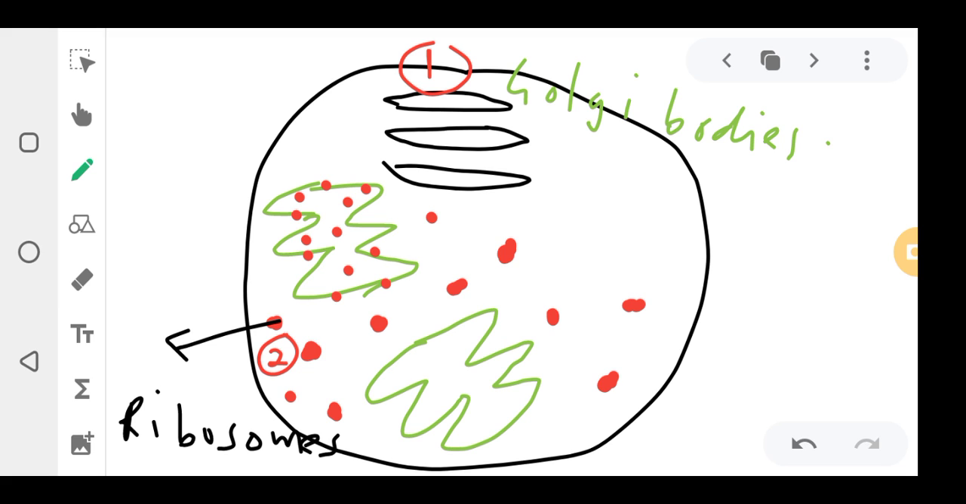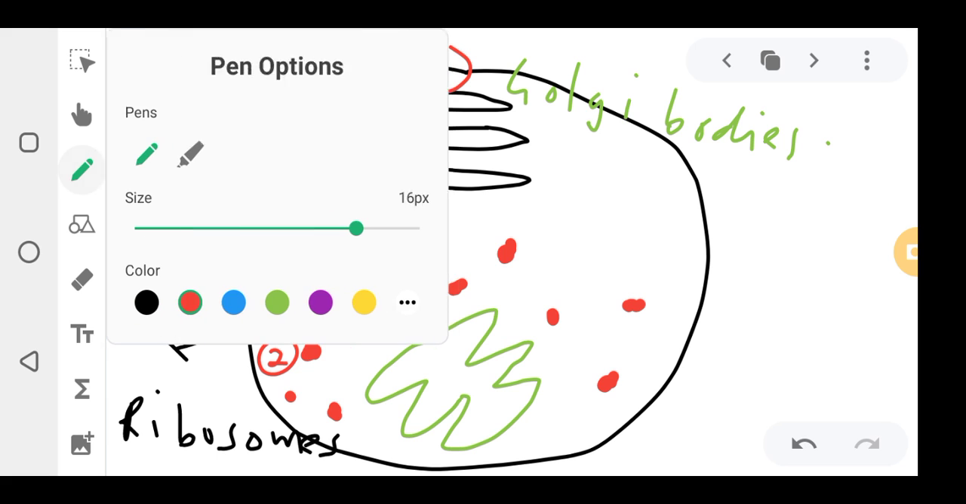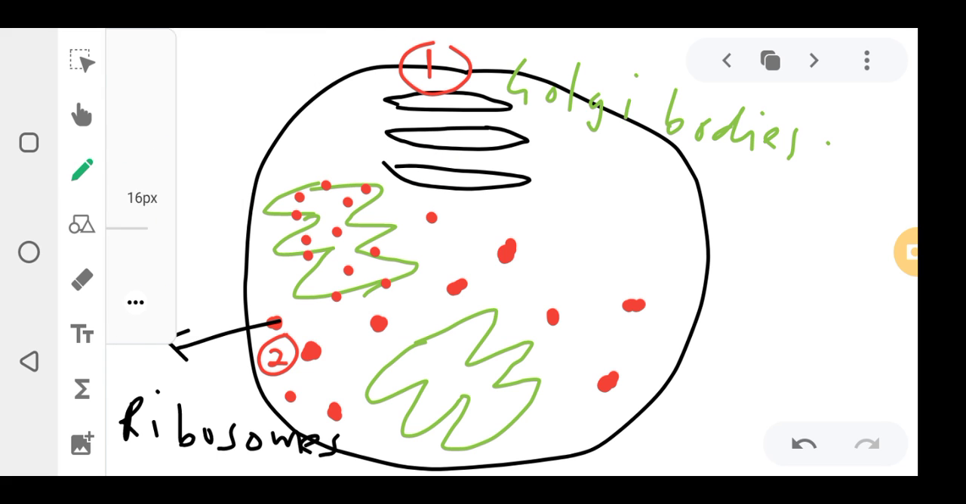The one that has got ribosomes on it, the one on top, is called a rough endoplasmic reticulum because of the ribosomes. Can you see? I've put ribosomes around it. So the one that has no ribosomes is called smooth because there's nothing on it.